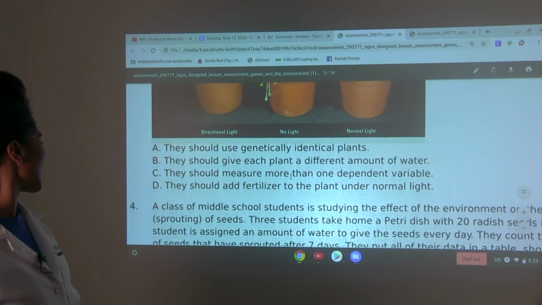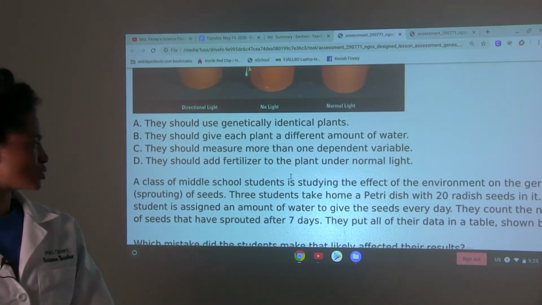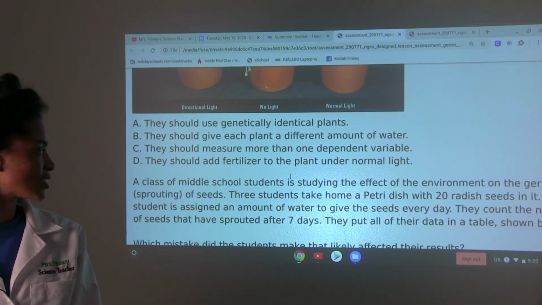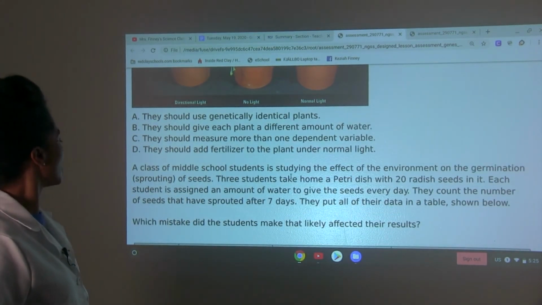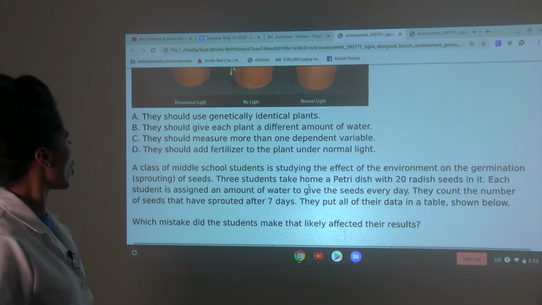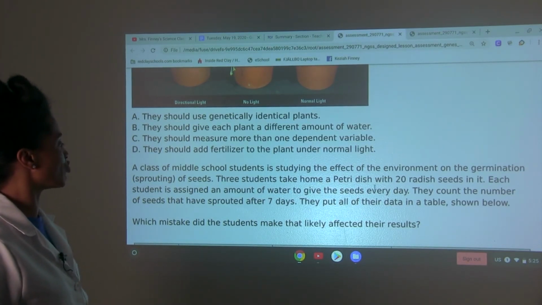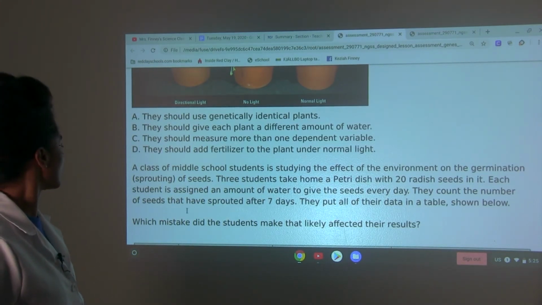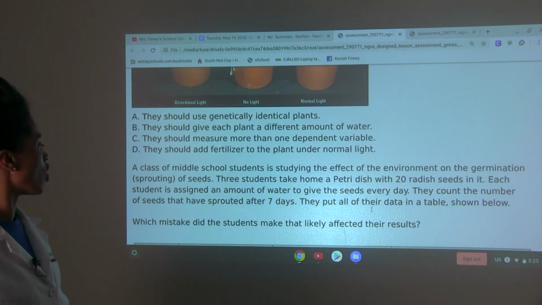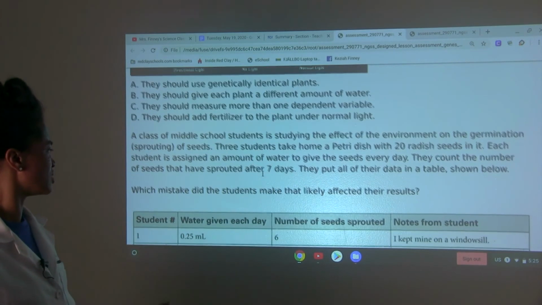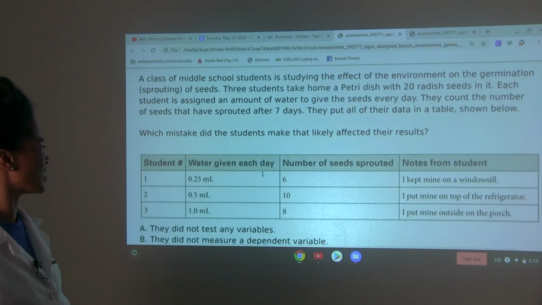Number 4 here says a class of middle school students is studying the effect of the environment on the germination, sprouting, of seeds. 3 students take home a petri dish with 20 radish seeds in it. Each student is assigned an amount of water to give the seeds every day. They count the number of seeds that have sprouted after 7 days. They put all of their data in a table shown below. Which mistake did the students make that likely affected their results?